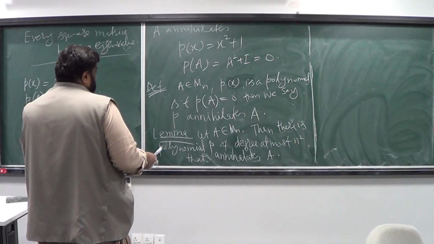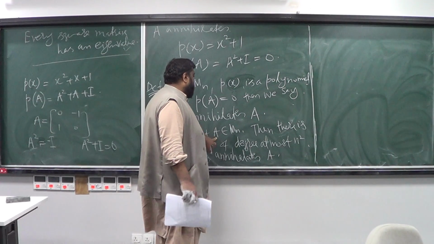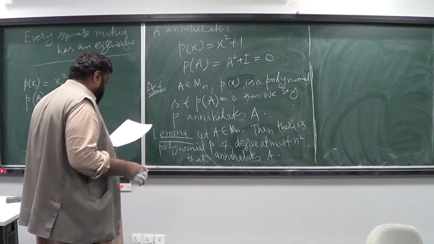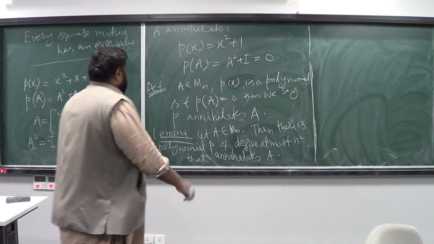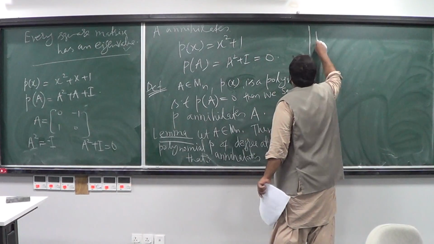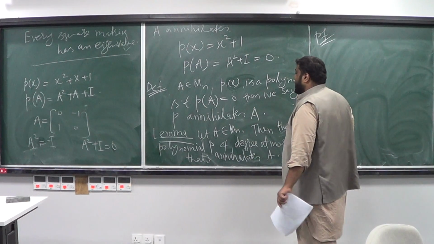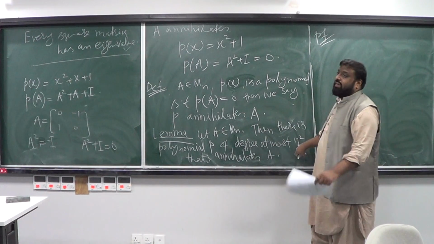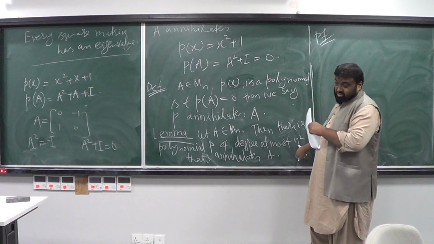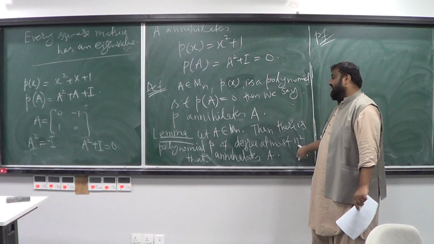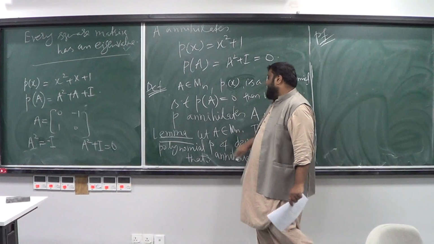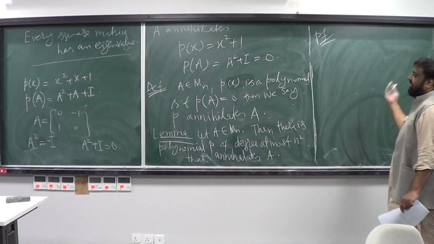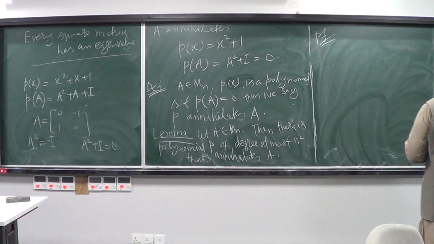And if A has real entries, then the polynomial is going to have real coefficients. Okay, so this is also an important thing. So here's the proof of this result. What is this result telling you? For every matrix, there is a polynomial of degree at most n square that annihilates the matrix A. In other words, if you substitute A into that polynomial, you're going to get 0.